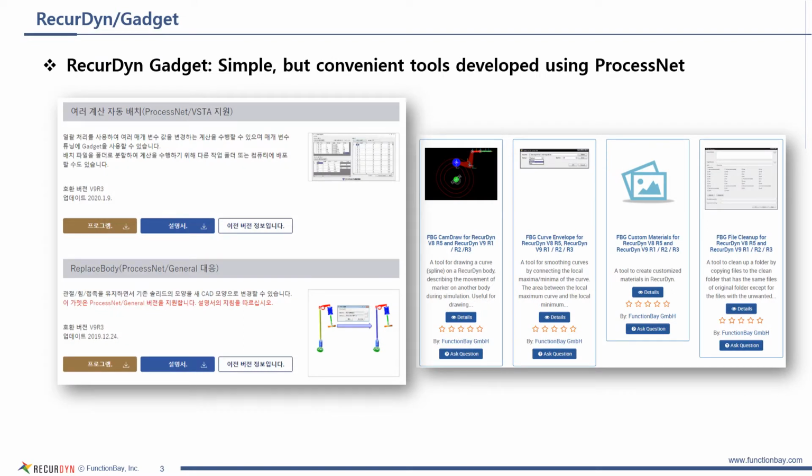RecurDyn Gadget refers to the separate functions developed using ProcessNet. Gadgets are developed by the Function Bay technical team or each agency's technical staff. Also, RecurDyn users can create and use their own gadgets. Function Bay overseas branches or partners develop and provide various gadgets through their websites. The images shown are web pages where you can find available gadgets provided overseas.